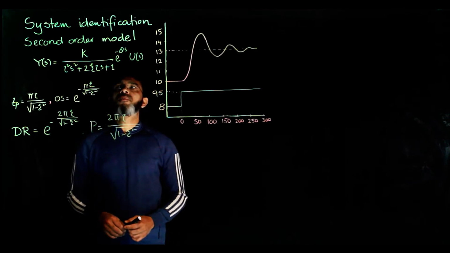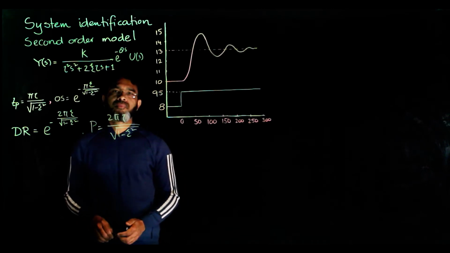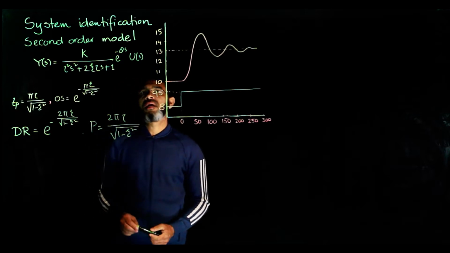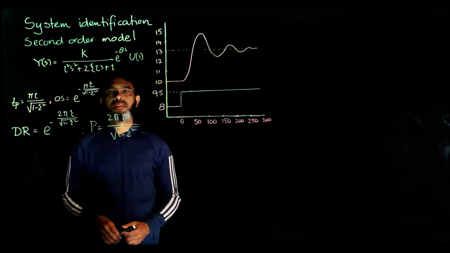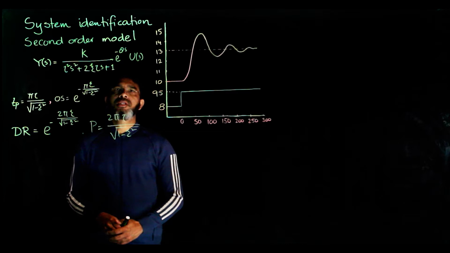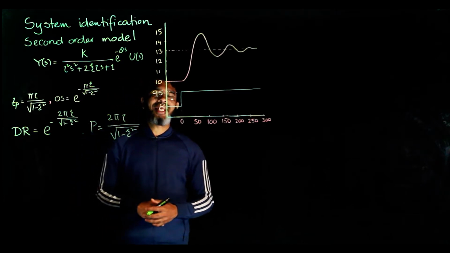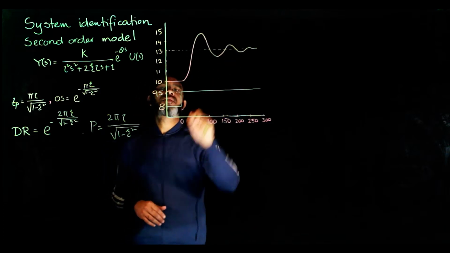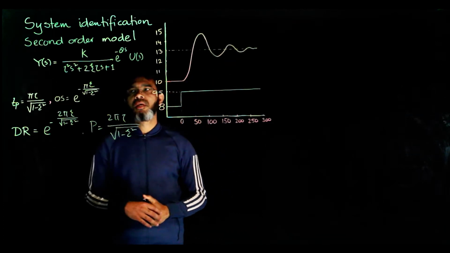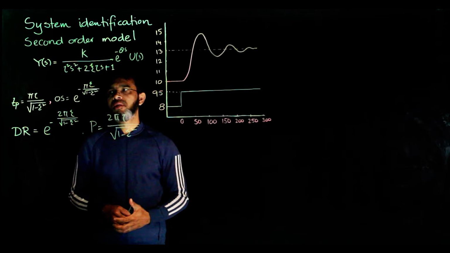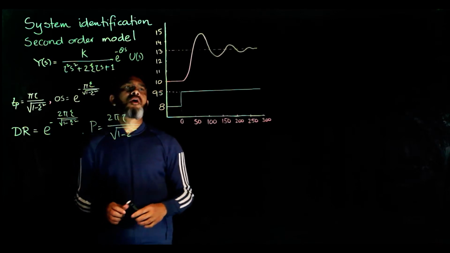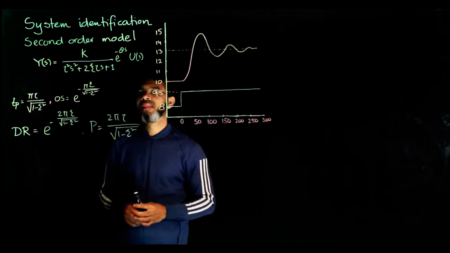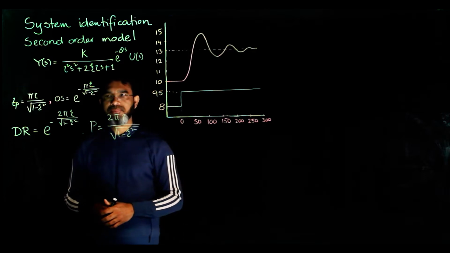So in this session, we talk about identification of a second order underdamped model. Now for this problem, we are given the data set, the step input, and the response of the process. And we are given the relationships between the model characteristics and the model parameters.